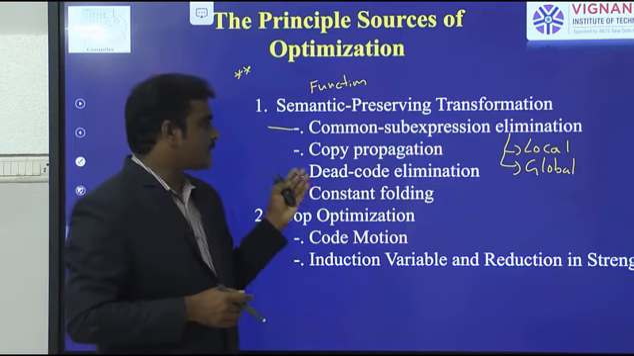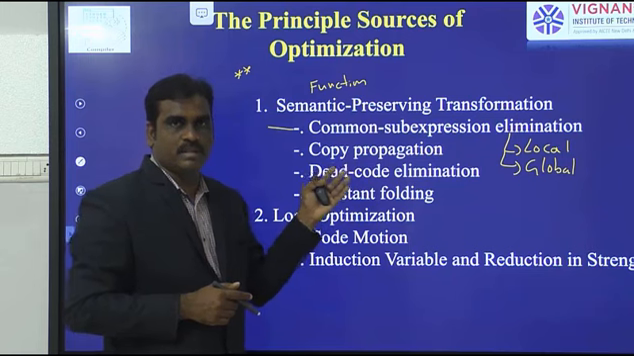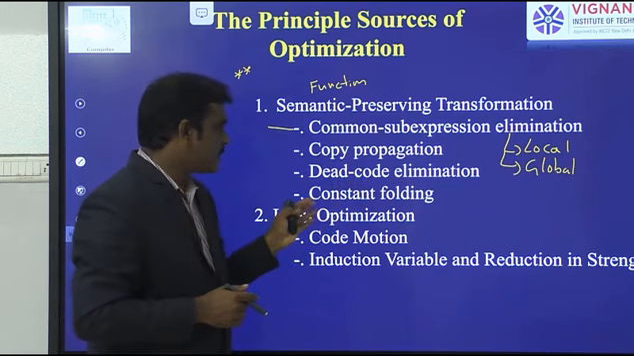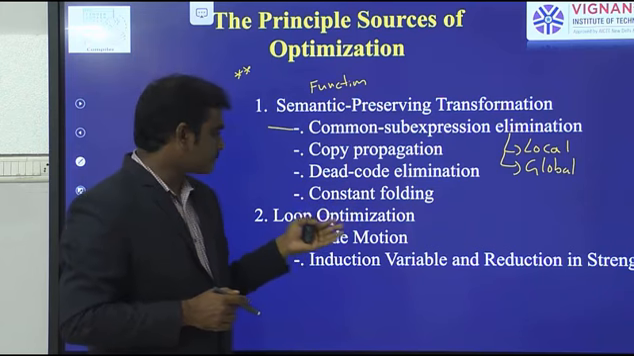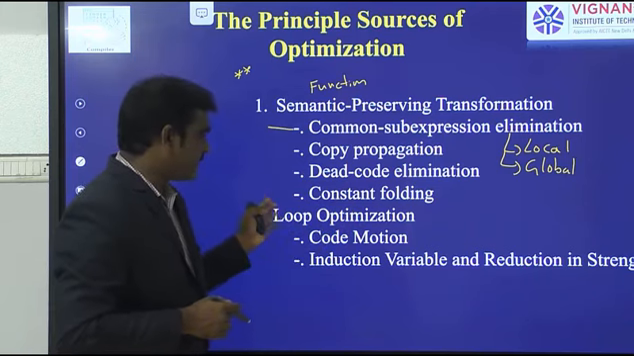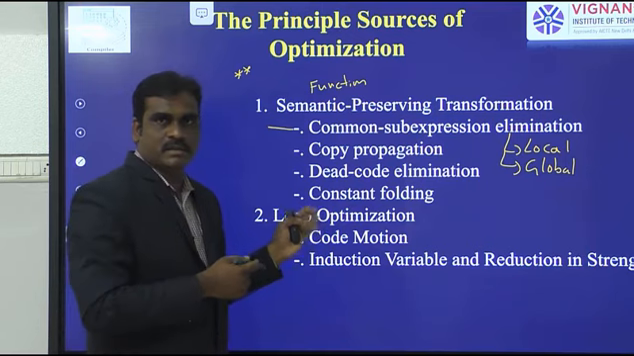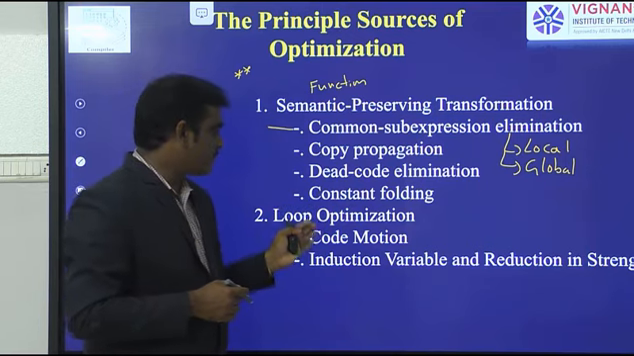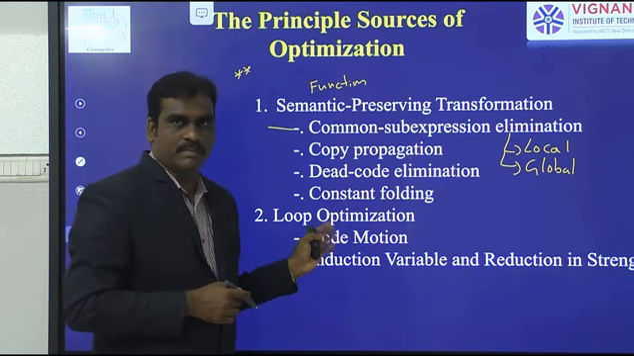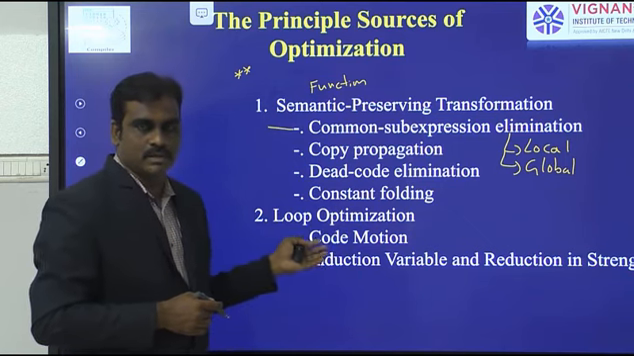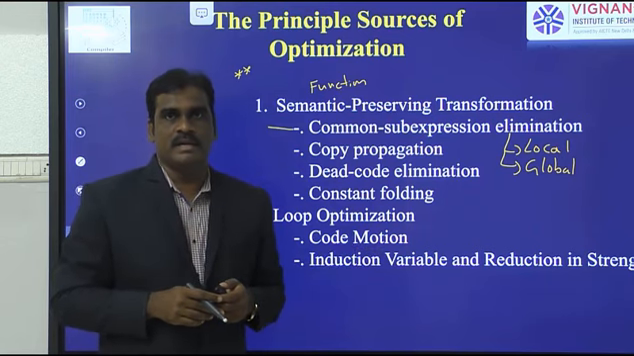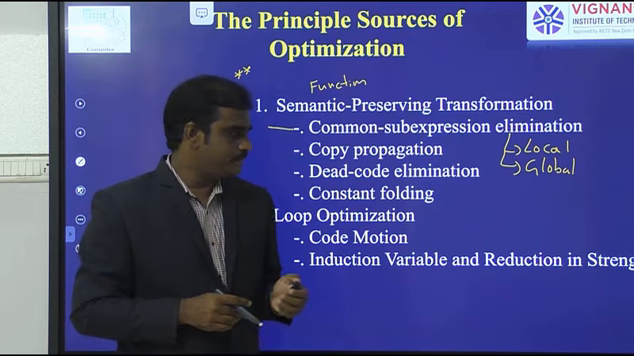The next one is copy propagation. This is already over. Next, dead code elimination and constant folding. And the next one is loop optimization. All of you know this very well, as we already discussed loop optimization in the previous class. In loop optimization, we are concentrating on these: one is code motion, and the second one is induction variable and reduction in strength.